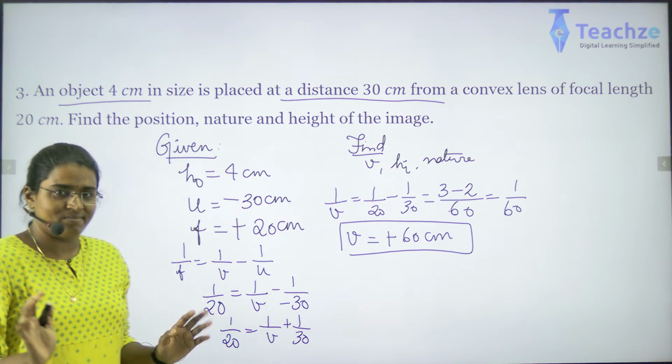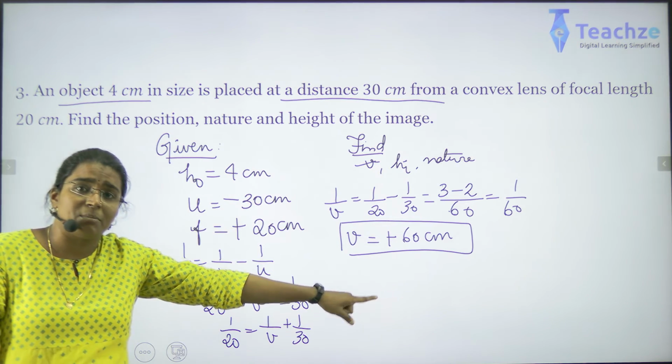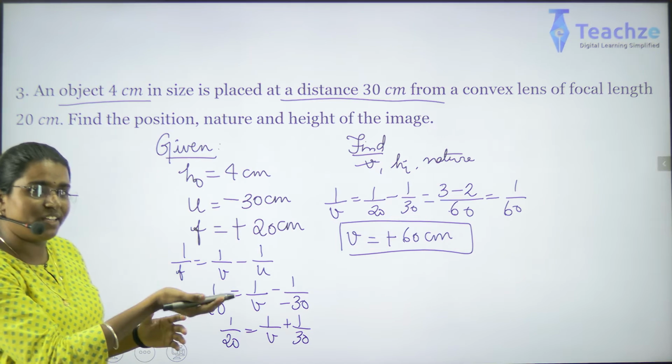Okay, I found out my V. I found out the first part. It is plus 60 centimeters. So that means the image is on the other side of the lens.